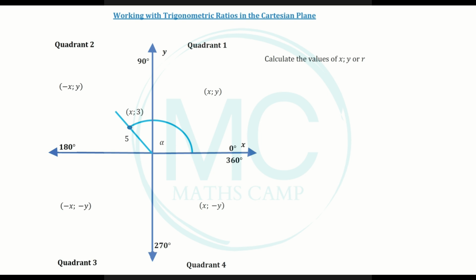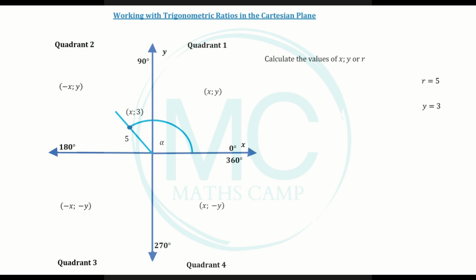The question tells us the length of the terminal arm is 5 units long. So we can make a note of this over here. It is our r value. So we can say r is equal to 5. It also shows us that the y coordinate of the given point is 3. So we can say y is equal to 3. Now we have the value of r and the value of y. So we can use Pythagoras to find the value of x.